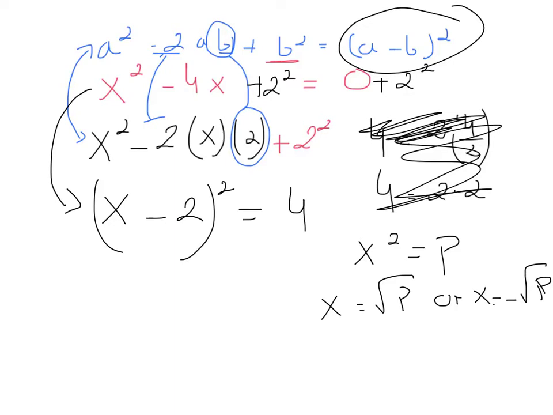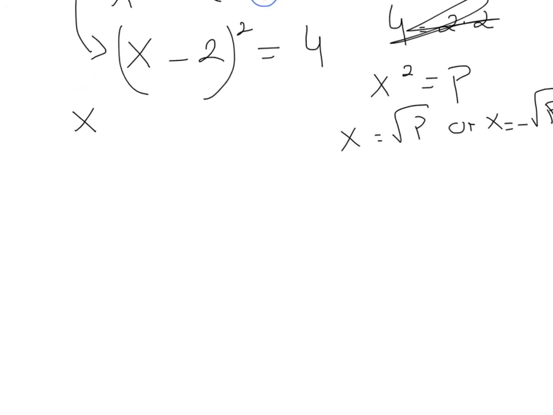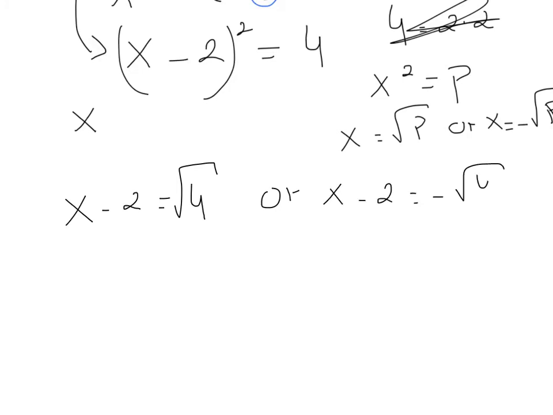So the same thing here. So here we have x minus 2 equals the square root of 4, or x minus 2 equals minus the square root of 4. So here we have x minus 2 equals 2, or x minus 2 equals minus 2.